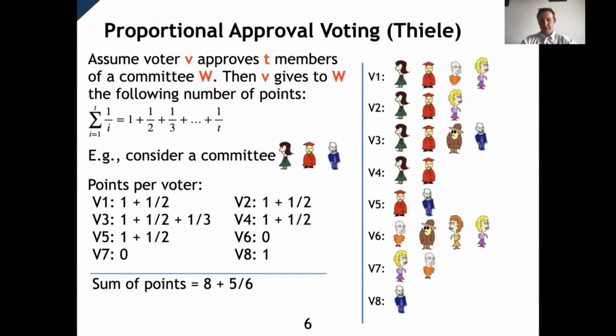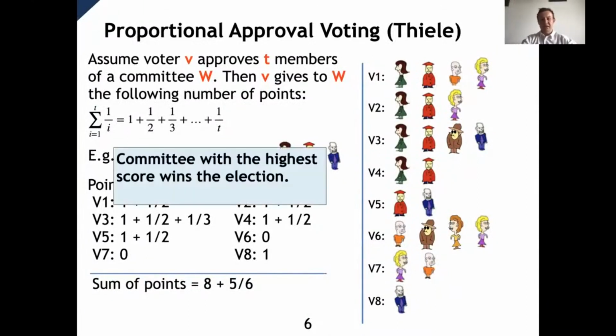So we traverse through all the committees, we compute these scores, the scores of these committees, using this scheme of harmonic numbers, and we pick the committees with the highest scores. And this is how proportional approval voting rule works.